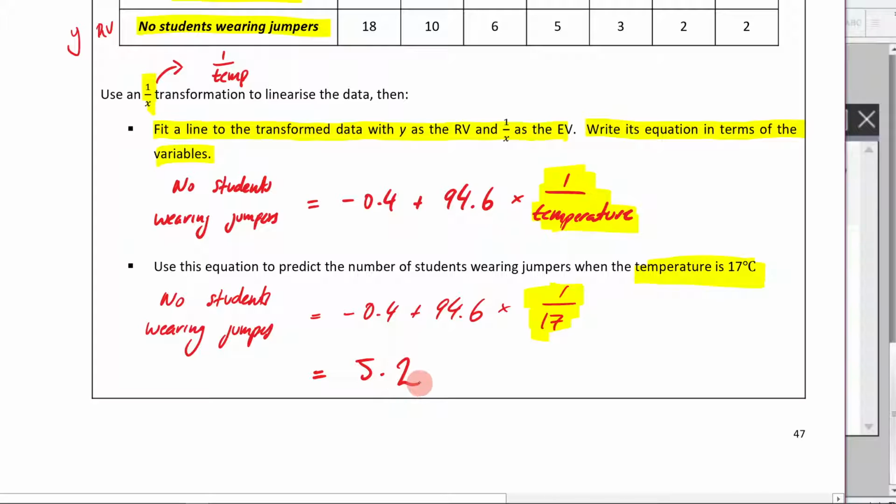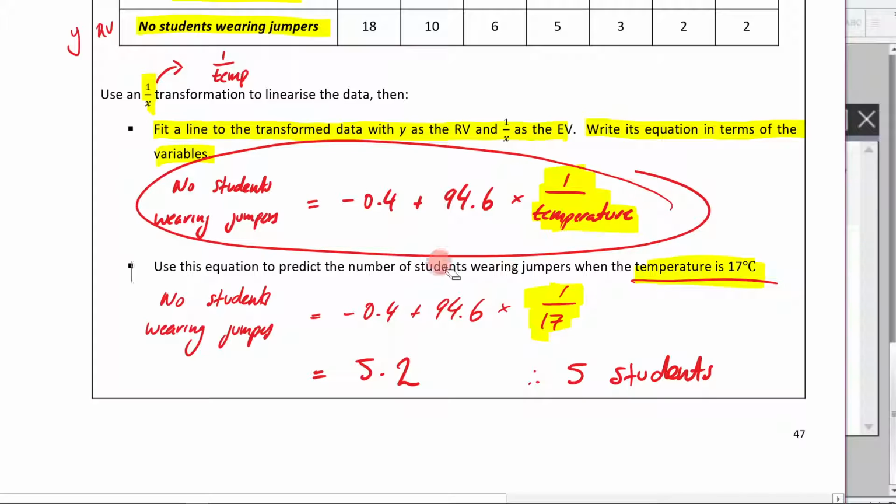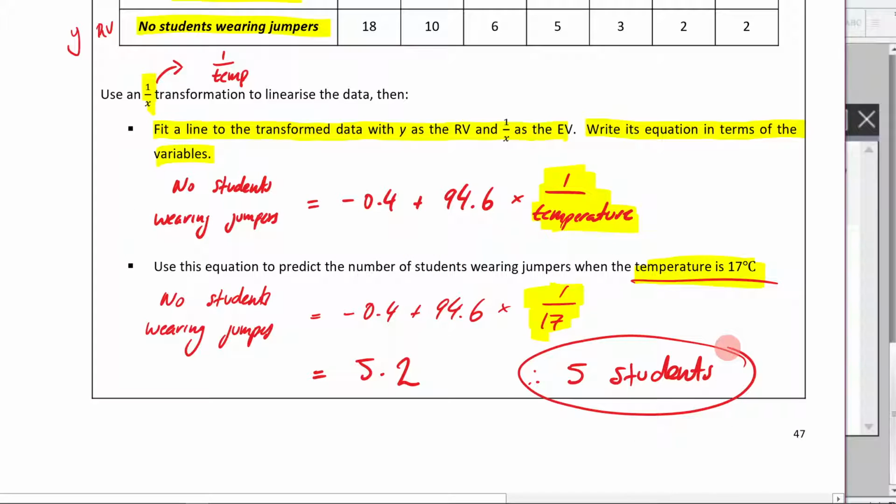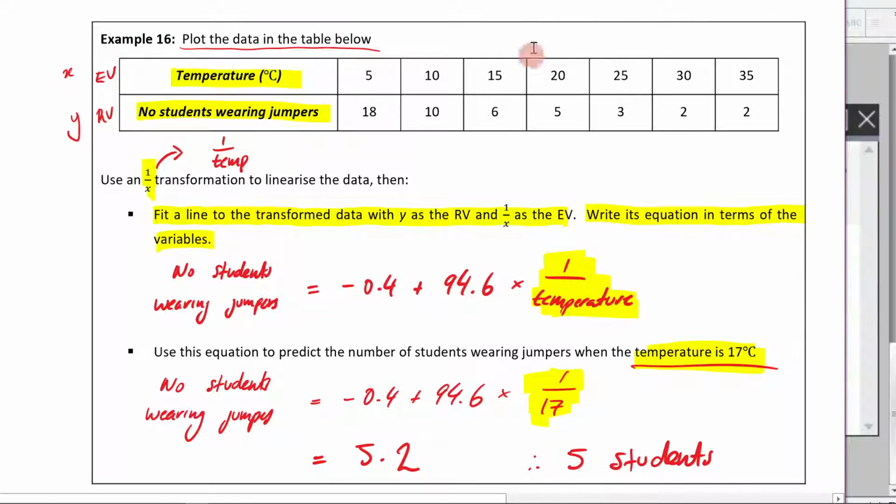Therefore, this would be 5 students. So if the temperature was 17 degrees, we could predict using this right here that 5 students would be wearing jumpers. And that's it. That's how you use your reciprocal transformation to do what you need to do. Hopefully you found this helpful.